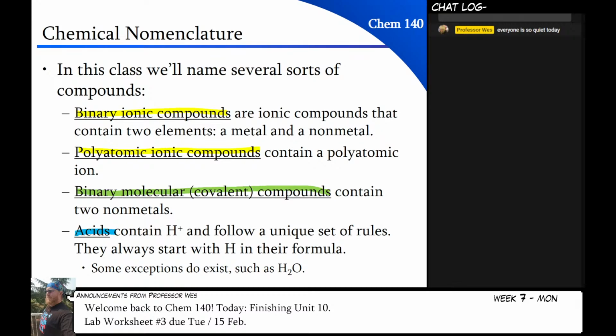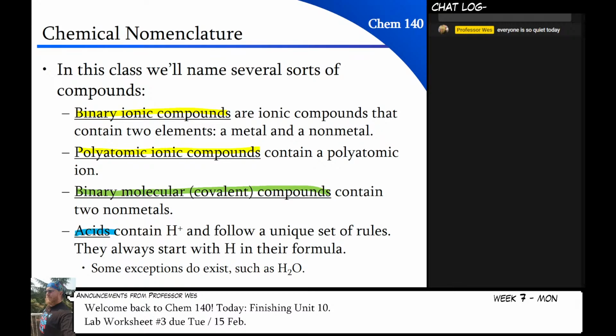Polyatomic ionic compounds just have a polyatomic ion somewhere in there, or maybe they are only polyatomic ions. That's possible too. Binary molecular are any molecular compound or covalent that has only two elements in them. They'll both have to be nonmetals for that to work.